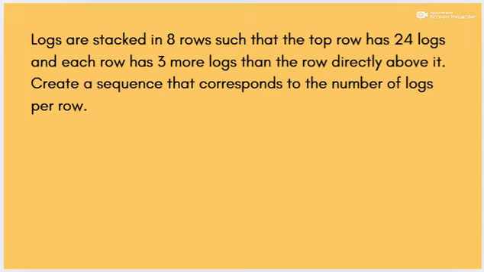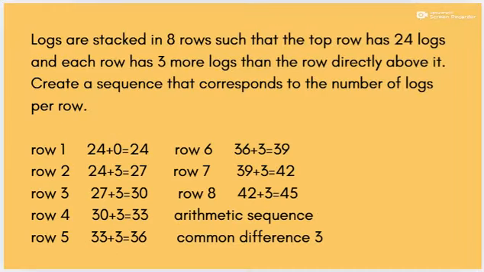Logs are stacked in 8 rows such that the top row has 24 logs and each row has 3 more logs than the row directly above it. Create a sequence that corresponds to the number of logs per row. So we know that row 1 has 24 logs. It told us that. Row 2 has 24 logs plus 3 more, so that's 27. You just follow that pattern clear through to row 8. This is an arithmetic sequence because it has a steady rate of change, which is 3.